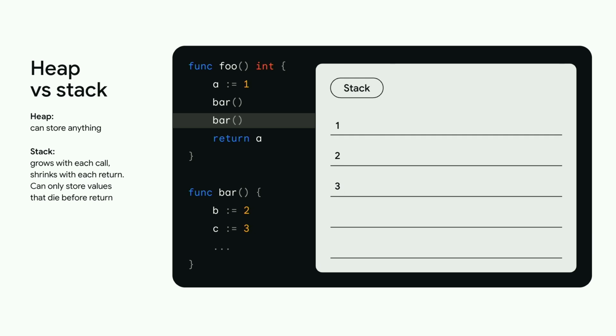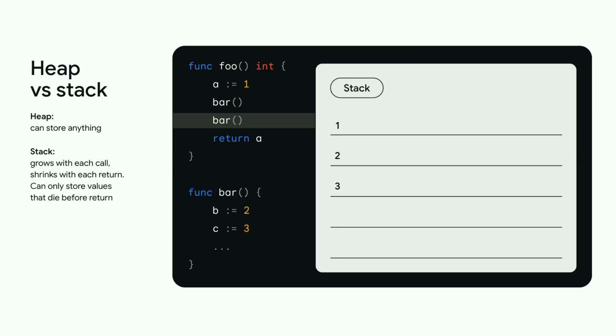But note that because of this, the stack has limitations. Because the memory is freed on function return, we must never place something on the stack if it can be referenced after the function returns. It can only be used for values local to the function. And we'll see an example of this in a minute.